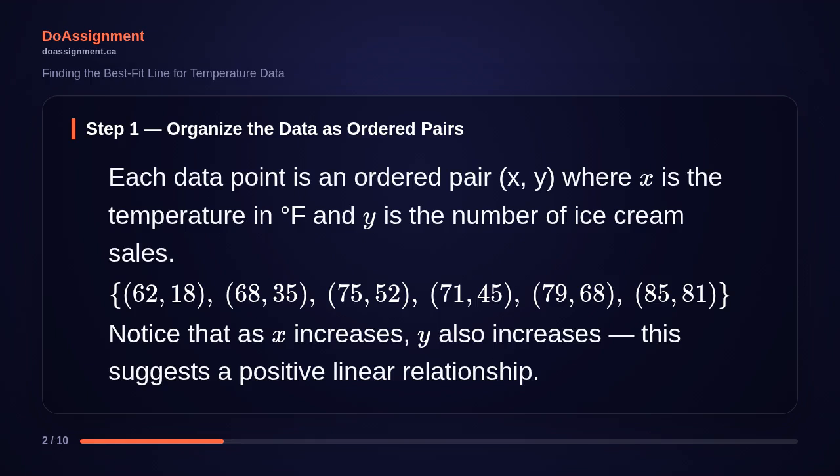We start by writing each observation as an ordered pair, with temperature as x and sales as y. Our 6 points are (62, 18), (68, 35), (75, 52), (71, 45), (79, 68), and (85, 81). Because sales go up whenever temperature goes up, we already expect a positive linear trend.